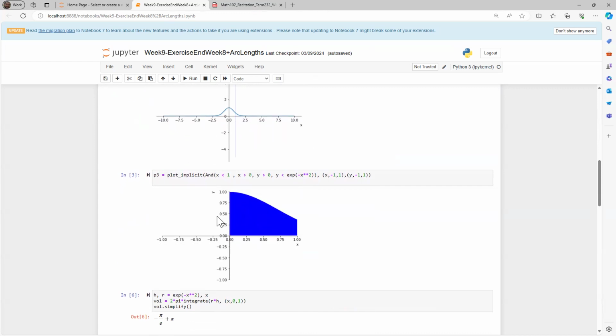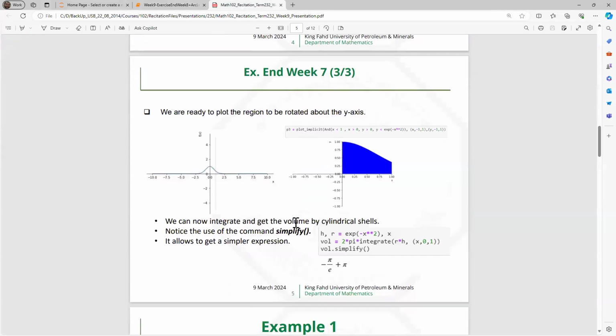So basically, we want to rotate this with respect to the y-axis as they asked in the question. To do this, we are ready to integrate using what we call cylindrical shells. We remember from the cylindrical shells, we need the radius and the height. So the height here for our cylindrical shells would be given by the function itself, e to the power minus x squared, while the radius is x.